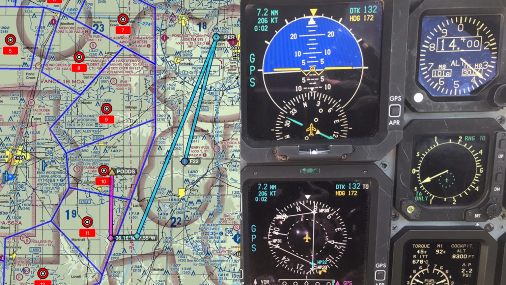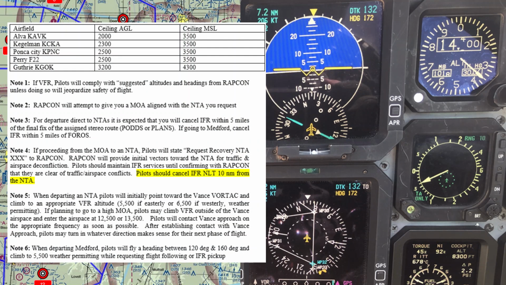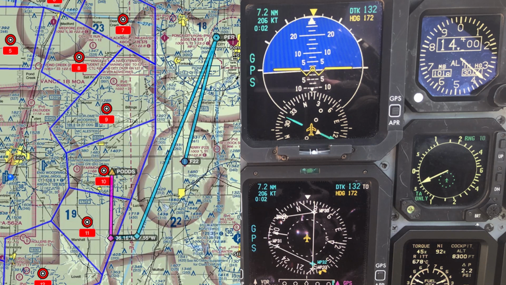Pilots should cancel IFR no later than 10 nautical miles from the NTA by saying, Texan 13, cancel IFR. Since Perry is approximately 10 miles from Vance's East MOAs, you could also just leave the MOA by saying, Texan 13, cancel IFR, NTA Perry. If there is traffic in the low MOA, expect approach to advise you of the traffic before telling you to squawk VFR and change frequencies.